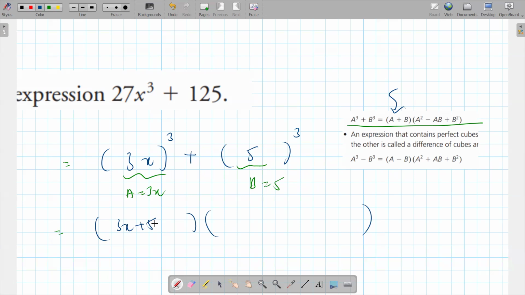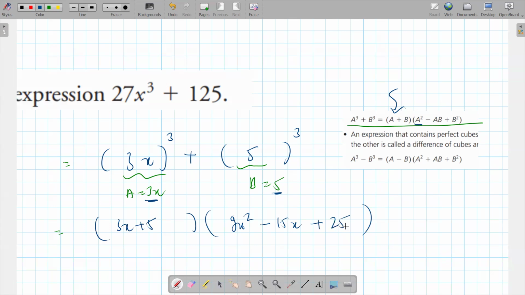3x squared minus 3x times 5. Okay, so 15. So here you have to be careful, right? So you said 3x squared. I don't know what you meant. Did you mean this option one or this option two? The second one would be right, okay? The first one is not right. So it's going to be 3x whole squared because it's the entire A that gets squared. So it'll be 9x squared minus A times B, so that'll be 15x plus B squared, so that's going to be 25.